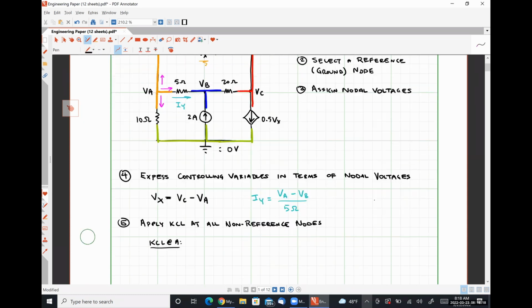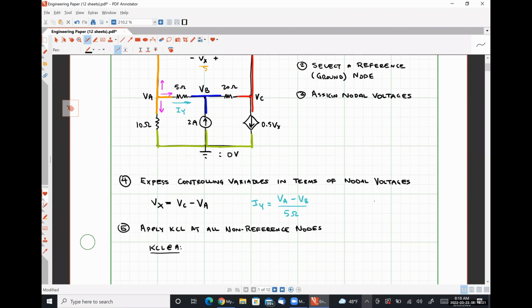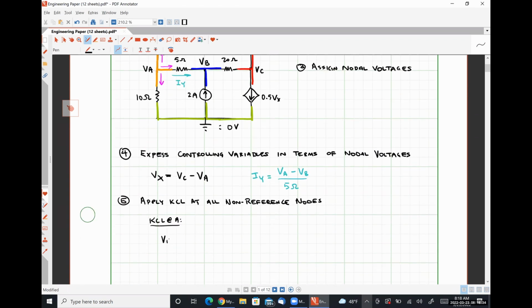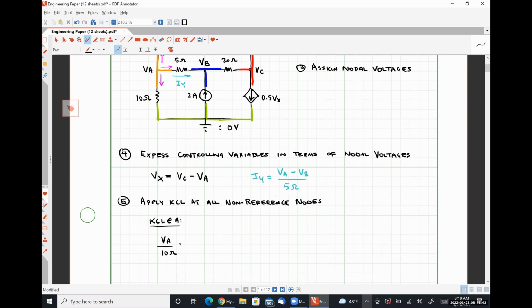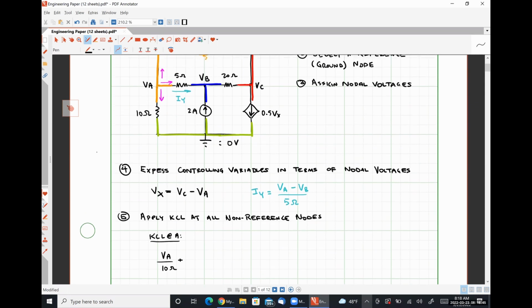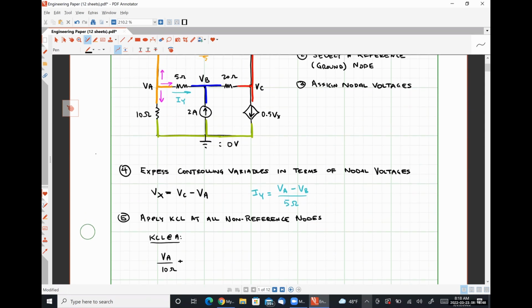So let's take the current flowing down first. Anybody have any thoughts as to how we can express that current in terms of our nodal voltages? Exactly right. VA minus 0, so I'm just going to leave it as VA, over 10 ohms. Somebody else tell me how to write my equation for the current flowing to the right through the 5 ohm resistor. Hint, it's already on the board. Exactly right.